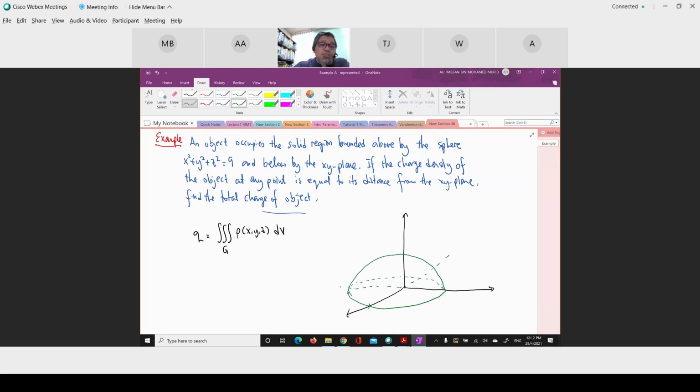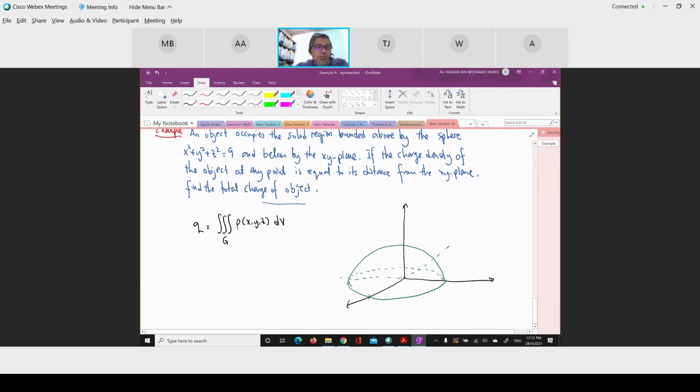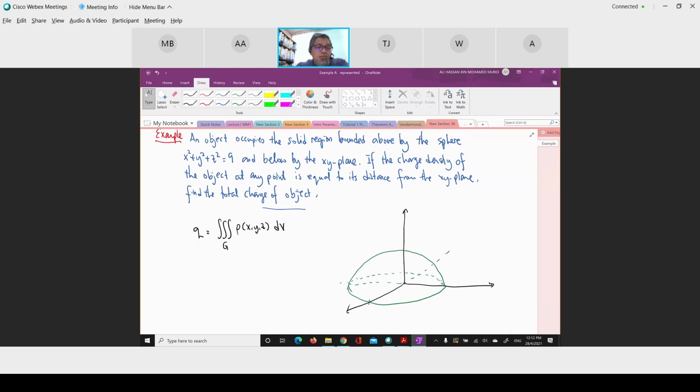It is a sphere centered at the origin, the top hemisphere. What is the radius? 3, yeah, 3. The square root of 9 is 3. It is a top hemisphere.